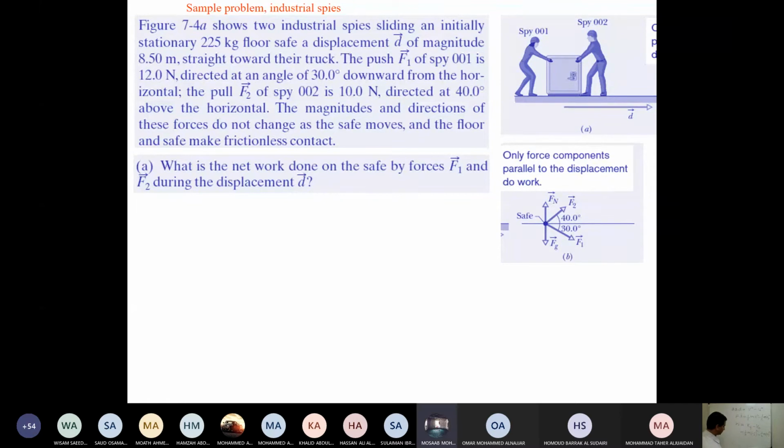Doctor, I have questions. Yes. So the work is scalar. Yes, because the dot product is there, like F dot D. If it was F cross D, then that would be a vector quantity.